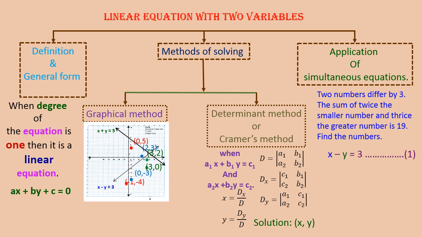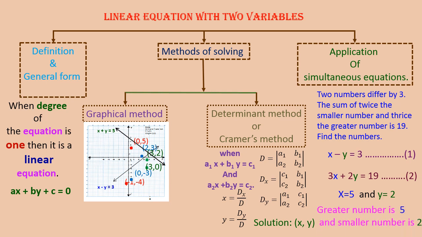For the current sum, we will form the equations x minus y equals 3 and 3x plus 2y equals 19. We can simplify, so we get the value of x as 5 and y as 2. You can use any method, and therefore we can write down that the greater number is 5 and the smaller number is 2. This is all you have in linear equation with two variables for this year.